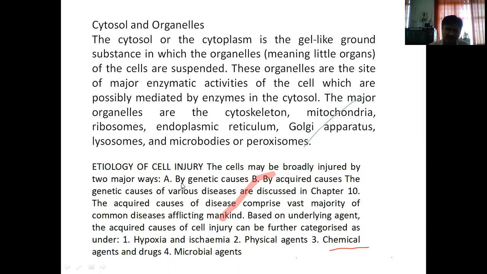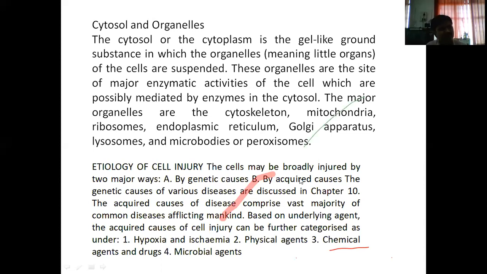They have been categorized into two categories, by which the cell may get injured. The first one is genetic causes, and the second one is acquired causes. The genetic causes of various diseases are discussed in chapter number 10 in Harsh Mohan, but I will discuss them with you here.